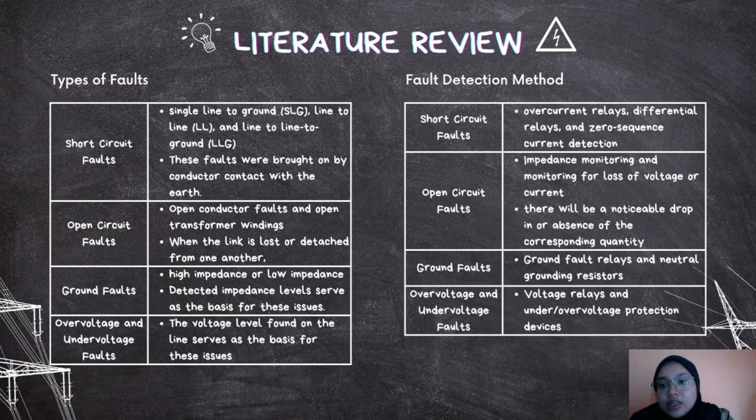So the ground fault can be detected using ground fault relay and neutral grounding resistor. Lastly, the over voltage and under voltage fault can be detected using voltage relay and under or over voltage protection devices. I'll pass this presentation to my next team member.